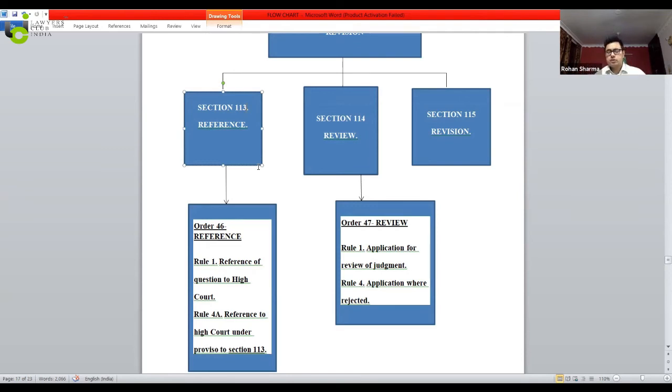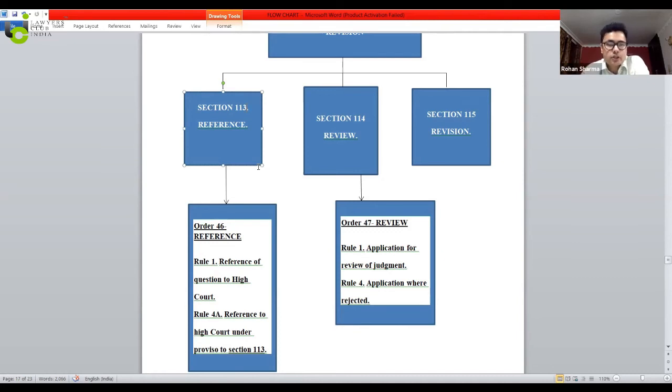114 talks about the review procedure. Review is a procedure which can be resorted to in case there is an appeal, but you prefer not to go in your appellate jurisdiction, or in cases where there is no appeal, which can be preferred. An important thing to note is that the review jurisdiction lies with the same court which has passed the original order. So it goes before the same court.